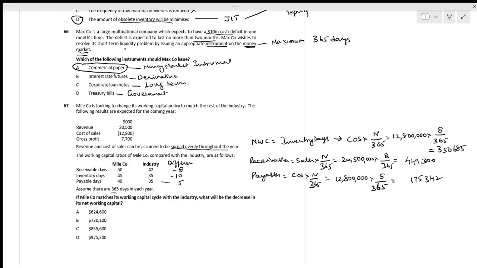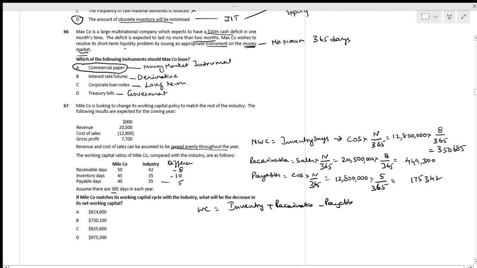What is the working capital cycle? The working capital cycle is inventory plus receivables minus payables. Now we have taken the difference, so it will be reversed: minus inventory, minus receivables, plus payables. So it is minus 350,685 minus 449,300 plus 175,342.